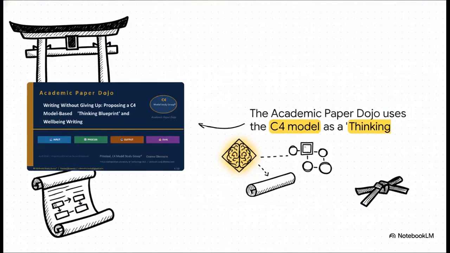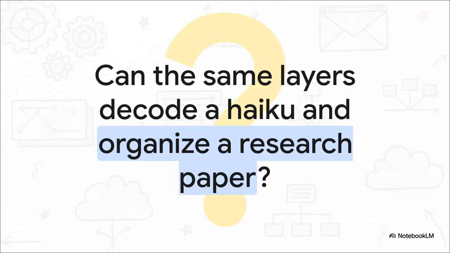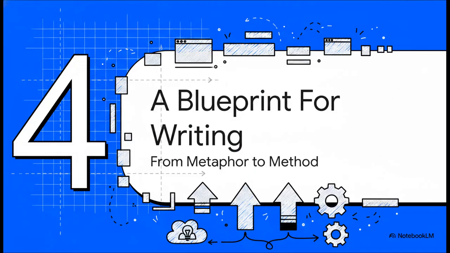This is where a really interesting concept called the academic paper dojo comes in. And what they propose is pretty wild. They suggest using the exact same C4 model as a thinking blueprint to navigate the often chaotic journey of research and writing. So that's the next big question, isn't it? Could this incredibly elegant 4-layer system that unlocked the secrets of a haiku, could it really bring that same sense of order and clarity to the messy, complicated process of writing a research paper? Let's take a look at how this actually works, because this isn't just a nice little metaphor, it's a practical, step-by-step guide you can actually use.